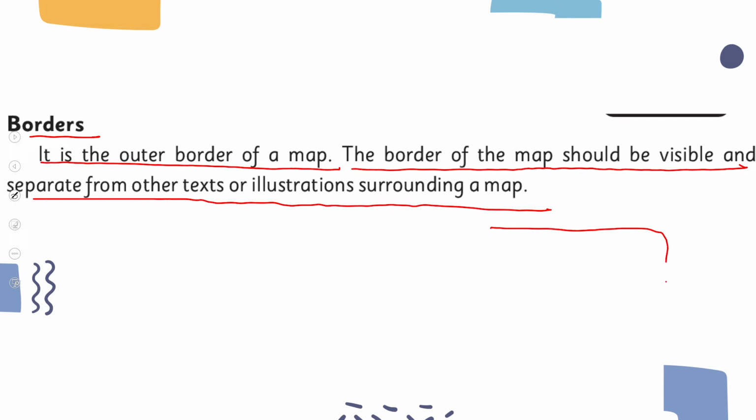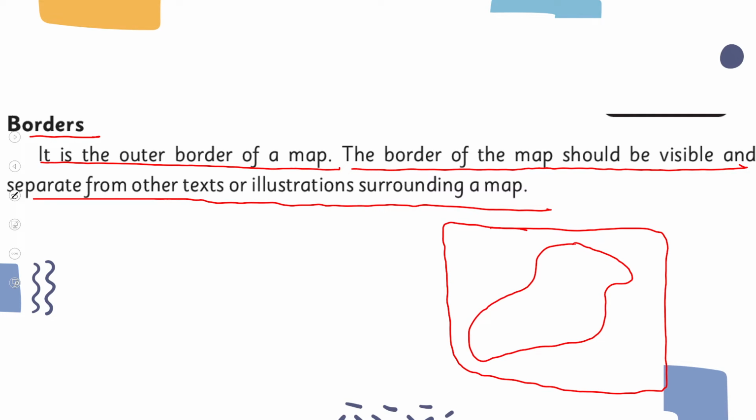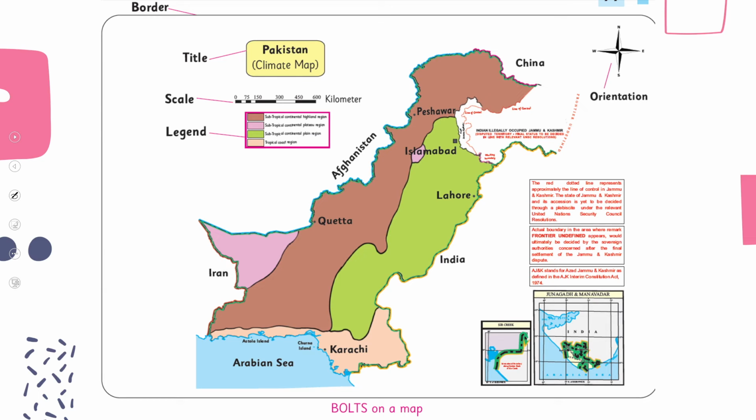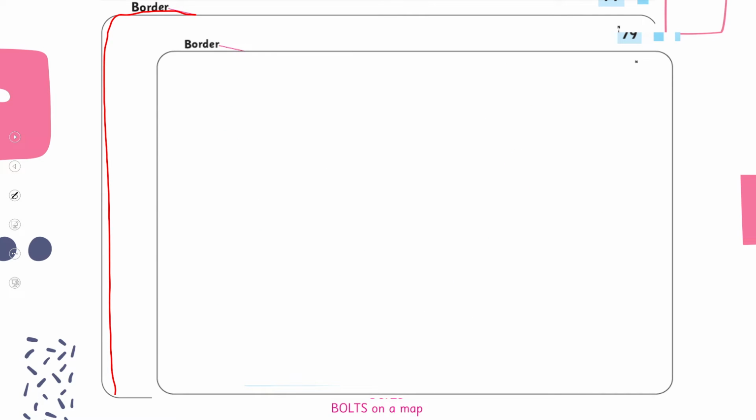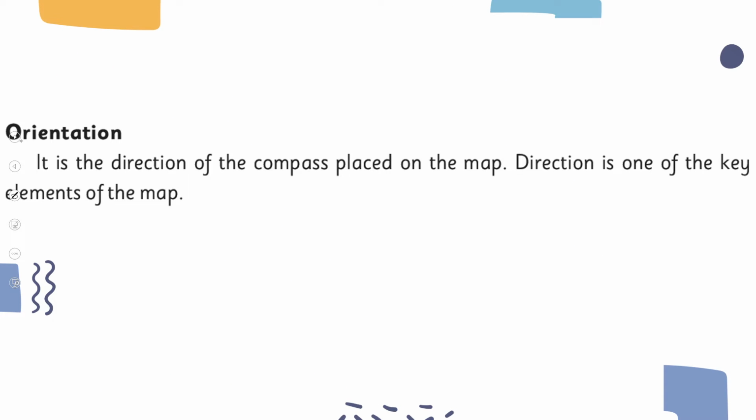A line border is drawn and the map is made inside it, so that it can be separated from the rest of the text and illustrations. So this is the border of the map. This is the border. Orientation is the direction of the compass placed on the map. Direction is one of the key elements of the map.